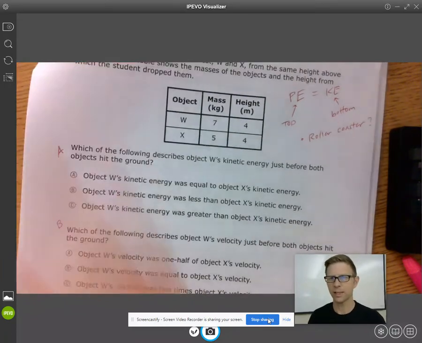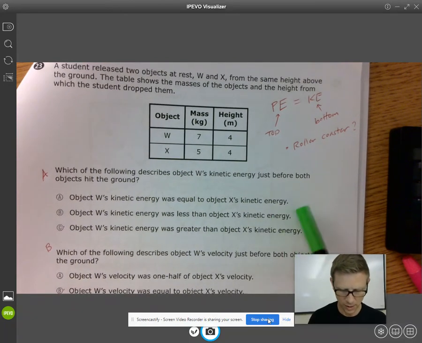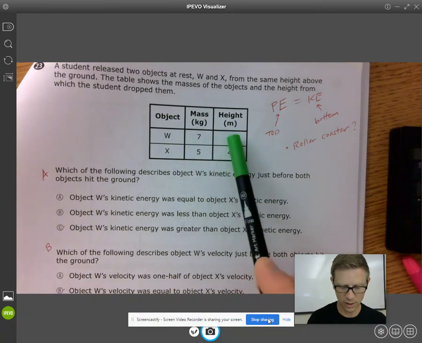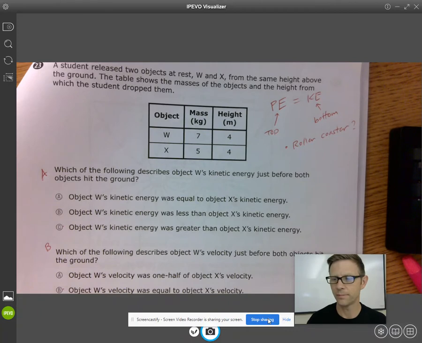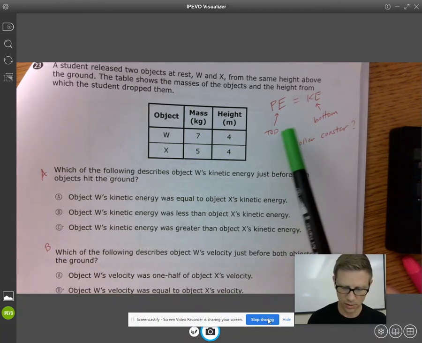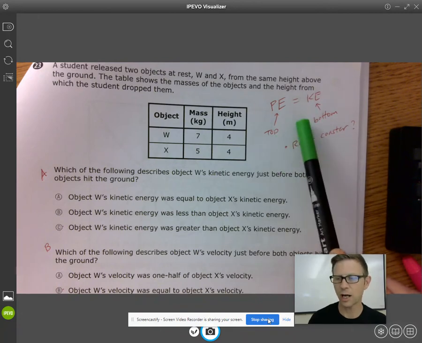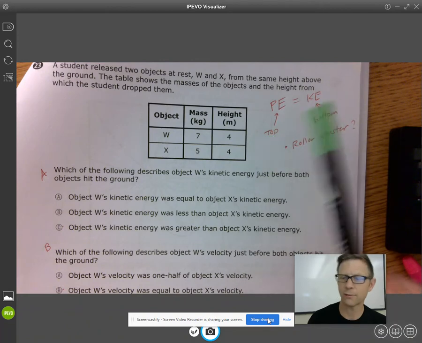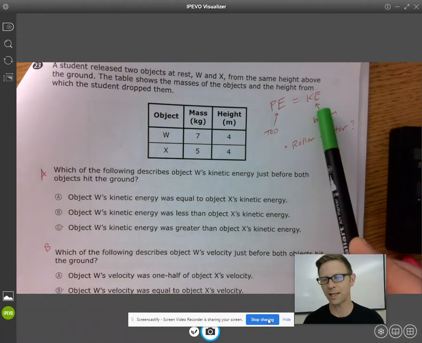Number 23 is about two things. It's about energy, but it's also about objects that are accelerating due to gravity. So if we look at the energy situation, you can see that W has more energy when it begins because it has a greater mass, even though it's at the same height. Greater mass, same height. So whenever we say that potential energy equals kinetic energy, this is energy conservation. I would write that down. But be careful. We're saying potential energy is at a different point than the kinetic energy. So the potential energy at the top is equal to the kinetic energy at the bottom.